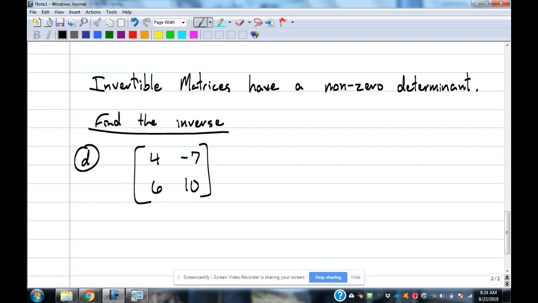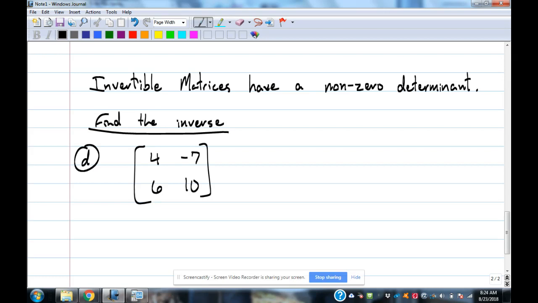Yeah, just cross multiply. 4 times 10 is 40. Negative 7 times 6 would be negative 42. 40 minus negative 42 is 82. Is that 0? No. It doesn't matter what it is as long as it's not 0. So that means this is invertible.